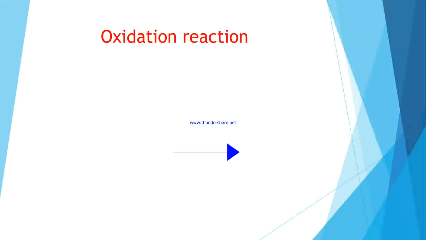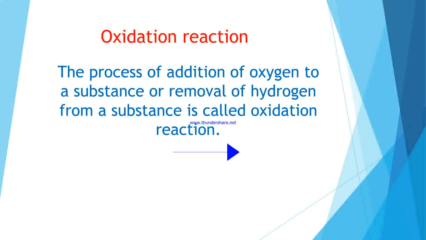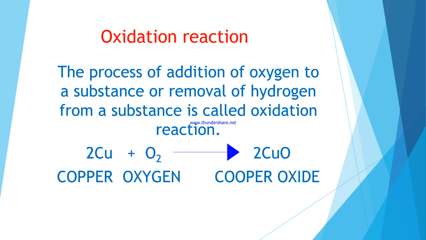And the next one is oxidation reaction. The process of addition of oxygen or removal of hydrogen is known as oxidation. The example is when copper reacts with oxygen, it results in the formation of copper oxide. This is an oxidation reaction, addition of oxygen.